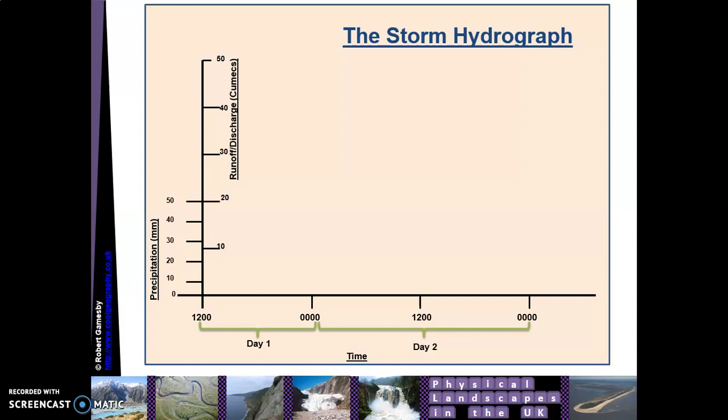So we're going to start looking at river processes now, but in terms of flooding. We've looked at river landforms, we've looked at what a river can do to the landscape, and now we're going to look at what rivers do to the landscape, but also to humans.